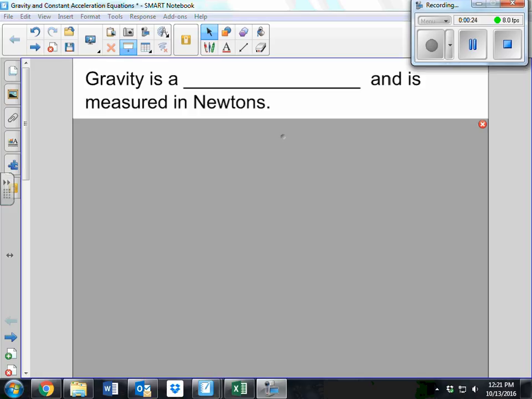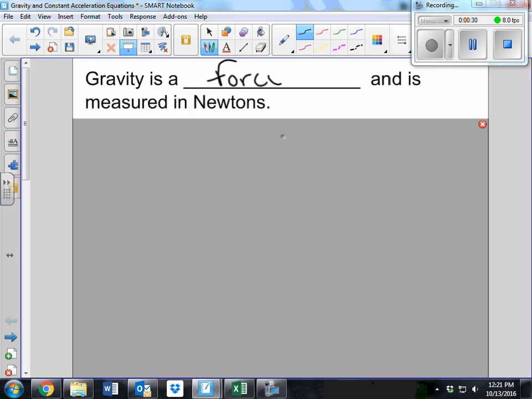Now, when we talk about gravity, gravity is a force, and we measure forces in newtons. We named the unit after Sir Isaac Newton, who was a genius in his time, the precursor to Albert Einstein. He discovered that the gravity we have on Earth is the same gravity that keeps the moon in orbit around the Earth. It's the same type of gravity that keeps the planets orbiting around the sun. So he discovered that gravity is a force, and as a result, the unit for force is newtons.